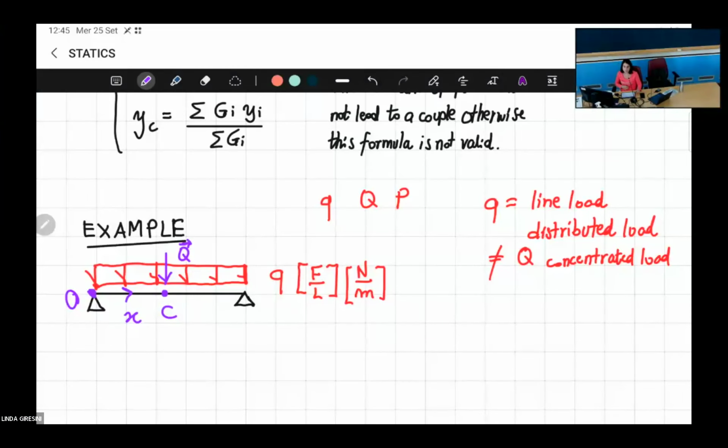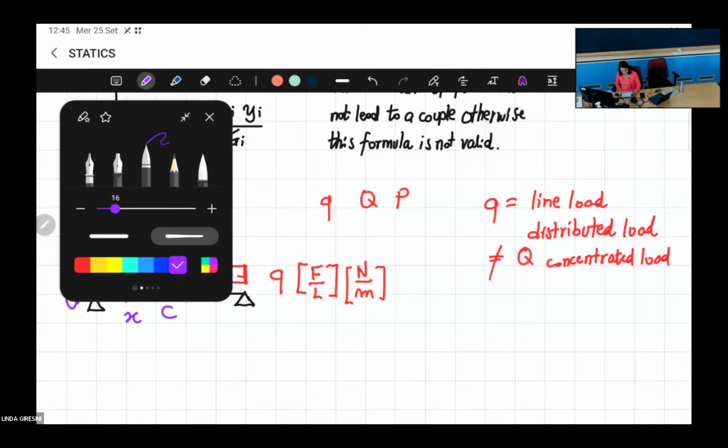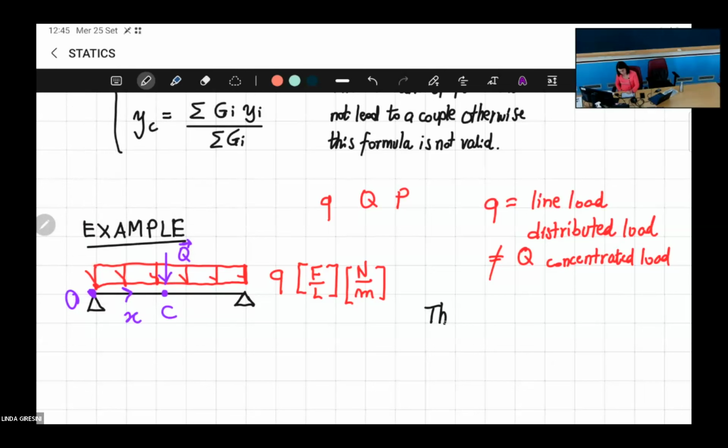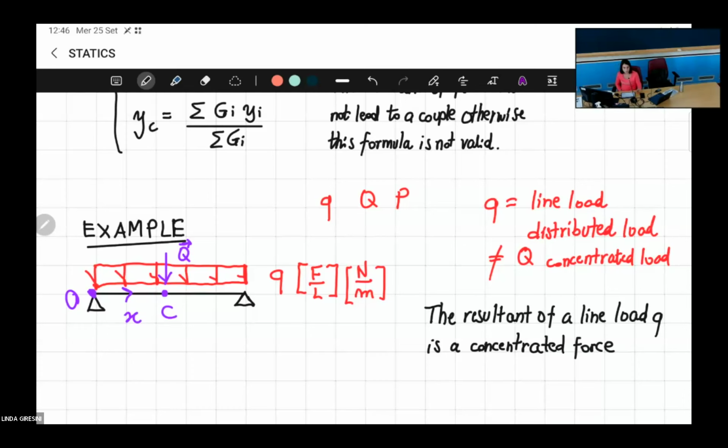Yes, the resultant is a concentrated force, but the line load is not a concentrated force. So the resultant of a line load is a concentrated force. As I told you yesterday, the concentrated force is only an idealization. In nature, it doesn't exist.